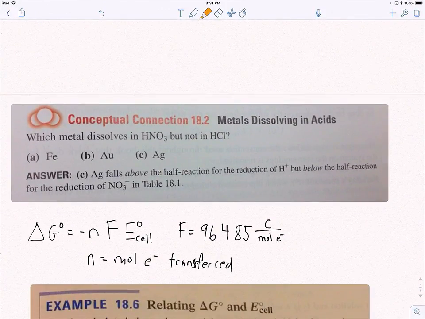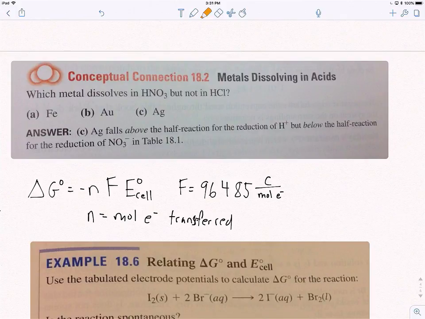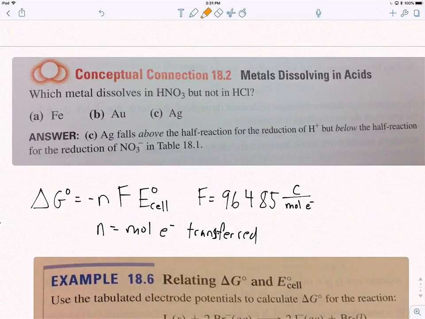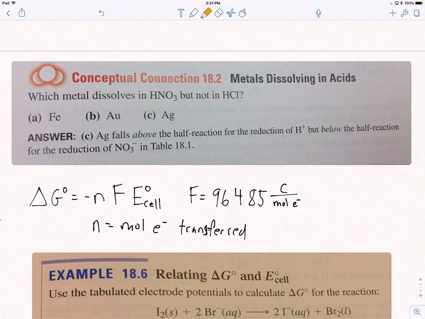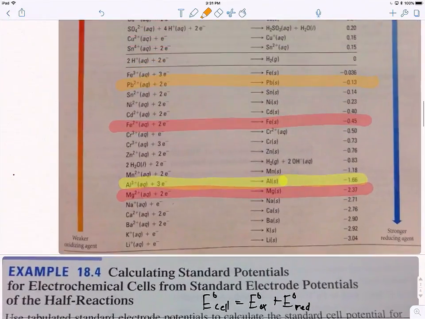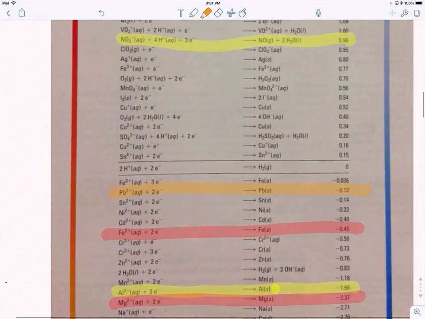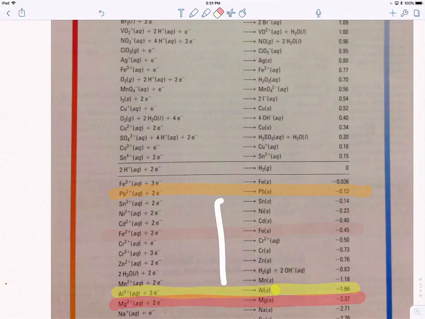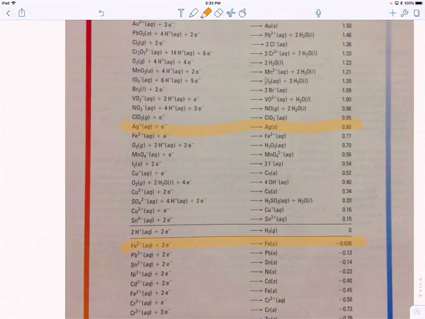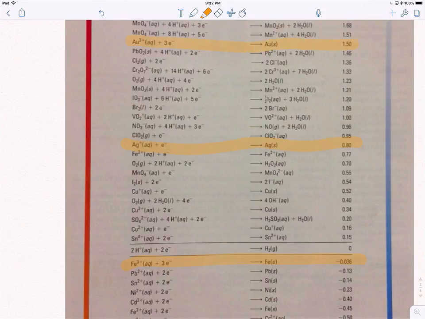Okay. Now going on. Metals dissolving in acid. Which metal dissolves in nitric acid but not hydrochloric acid? So let's go back to the chart here. It's getting busy. I'm going to erase some of this. So here are our metals. We have iron. I'll write iron there. We have silver. And then we have gold. Gold is up here.